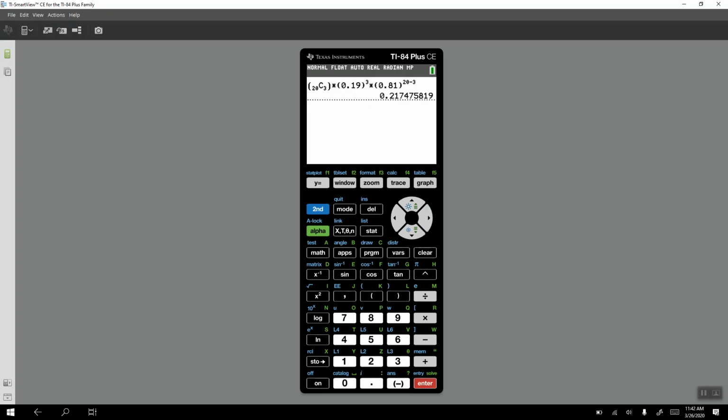Here we are. So the probability of finding that exactly 3 Mexican residents are vegetarians out of the 20 surveyed is going to be 0.2174, so on and so forth. Awesome. Now that we have this part for the calculator, we're going to switch back to the notes and we're going to keep going.